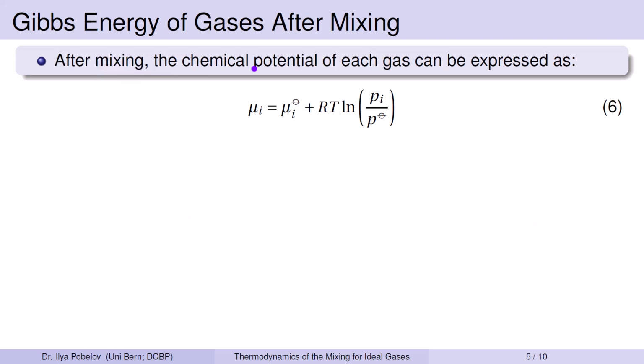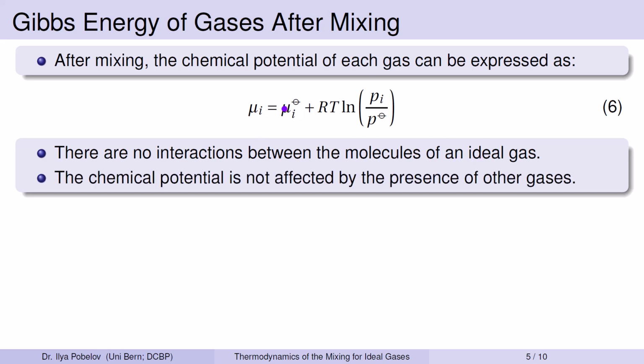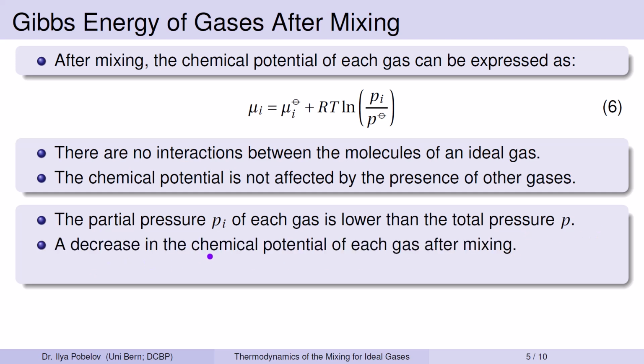After mixing, the chemical potential of each gas changes and can be expressed as shown here. Since there are no interactions between the molecules of an ideal gas, the chemical potential is not affected by the presence of other gases. The expression for the chemical potential of each gas remains the same, but now it contains its partial pressure in the combined chamber Pi. The partial pressure Pi of each gas is lower than the total pressure P, which results in a decrease in the chemical potential of each gas after mixing.